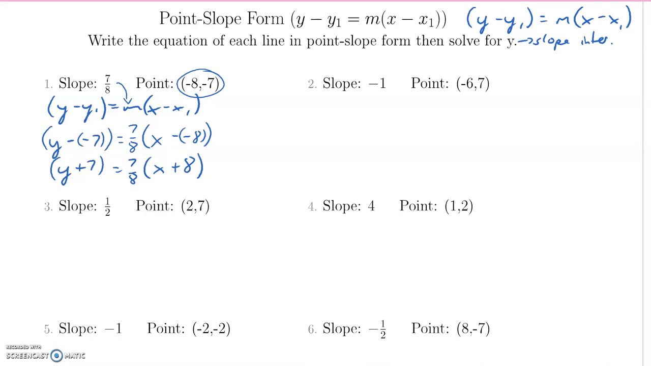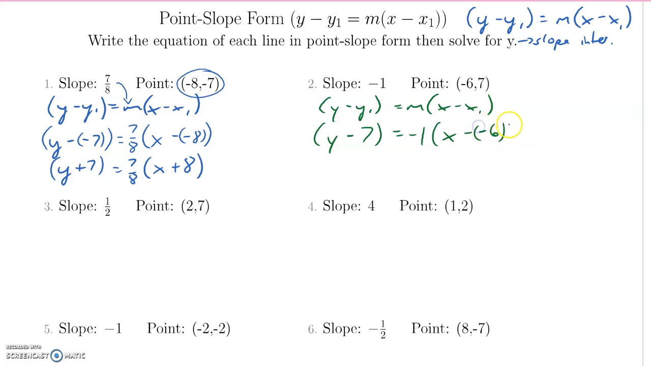Okay, so let's go to the second one over here. Okay, we can start with the expression y minus y1 equals m times x minus x1. Okay, so I got my y take away 7. That's my y value. My slope is -1, so I'm going to write the -1. And then I've got x minus x1 is -6. And since it's negative, I'm going to put it in brackets, so I make sure that negative is nicely attached to it.